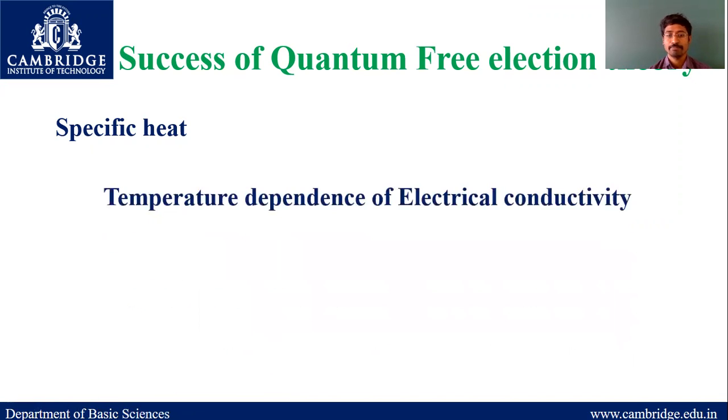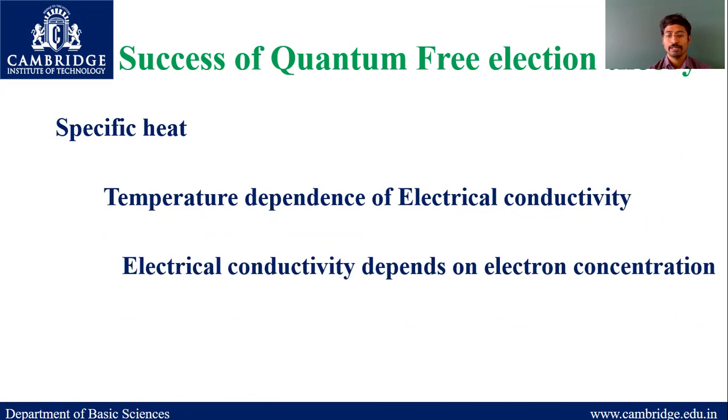The second one is the temperature dependence of electrical conductivity. And the third one is that electrical conductivity depends upon electron concentration. All three successes we got in the quantum free electron theory. Hence, we consider this a success of the quantum free electron theory. In detail, we will study in the classroom. Is it clear now?